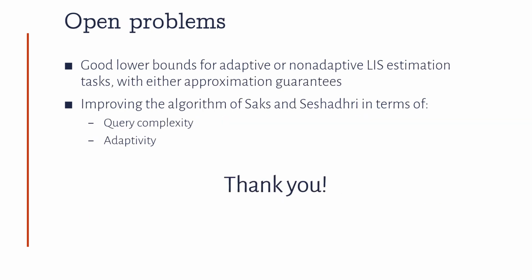Here are a couple of open problems. One, maybe the most important open problem in this area, is to come up with strong lower bounds for adaptive or non-adaptive LIS estimation tasks for either of the approximation guarantees, either the multiplicative approximation situation or the additive approximation situation. The next question would be to improve the algorithm of Saks-Seshadhri, maybe in terms of query complexity, or perhaps somehow reducing the adaptivity involved in the algorithm.